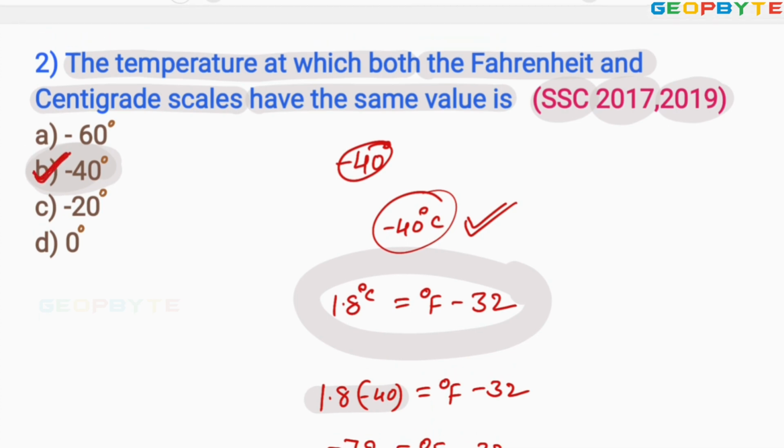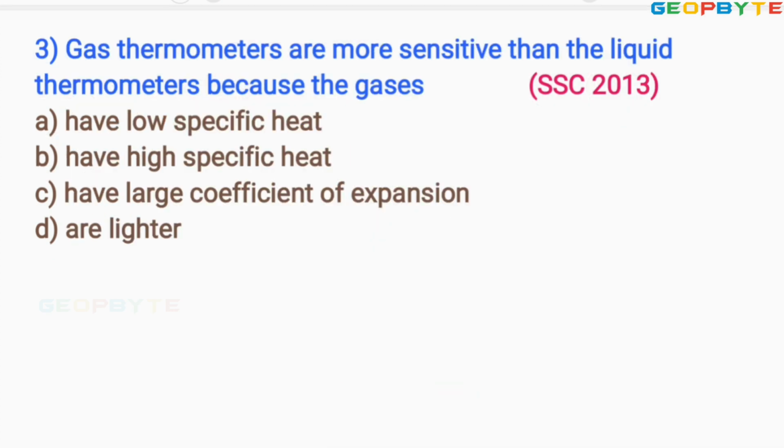Since this problem is very, very important, I am marking it as a 5-star problem. Here 5-star problem means the most expected problem in the competitive exams. I hope all of you clearly understood. Let us take the next problem.